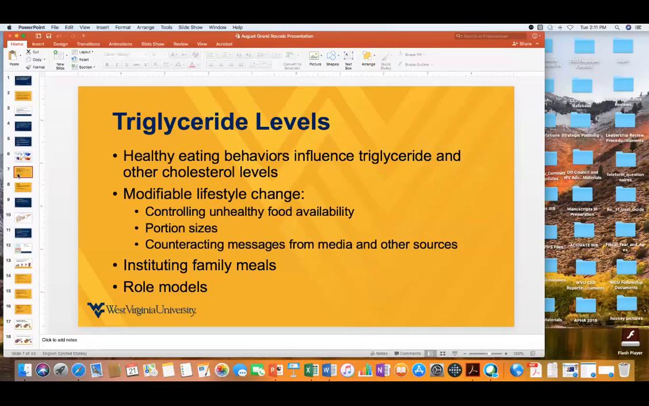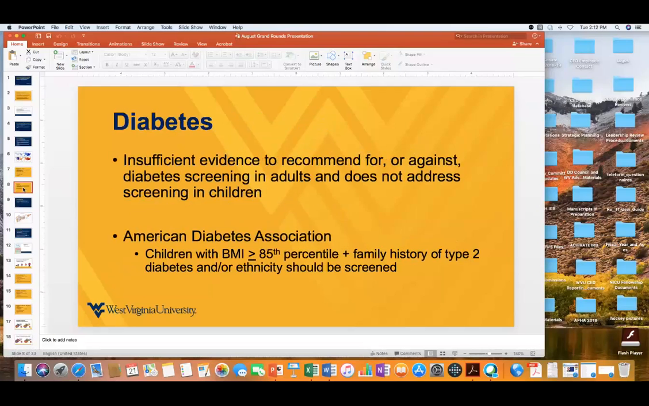Instituting family meals. We've learned recently that if you sit down and have a meal without the TV or phones going on, you realize how much you're eating and when you're full. Whereas if you're distracted, you might eat more than you would. And then, of course, role models. We can serve as role models for our kids. And that's going to affect triglyceride levels.